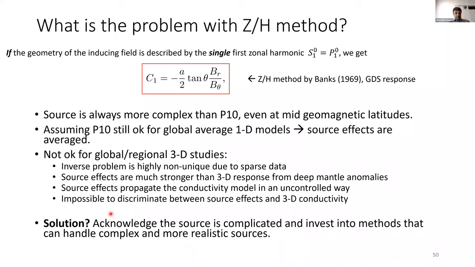So what is the solution to this? I'm not the first one who made this observation, and on the next slide you will see some more about that. But I think the only solution, which was already postulated in many previous works, is to acknowledge that the source is more complicated and to invest more time and effort into methods which can handle these complex but more realistic sources.